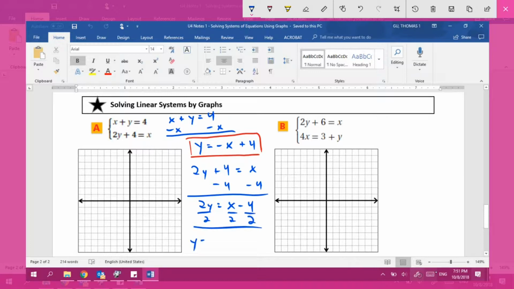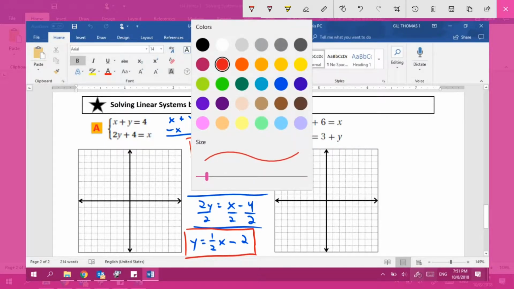Y equals x over 2, which is the same thing as 1/2 x. I write that because I like seeing the slope. And then minus 4 over 2, what's 4 divided by 2? That's 2. And so here is my other equation, y equals 1/2 x minus 2.